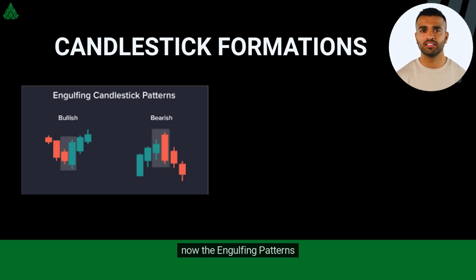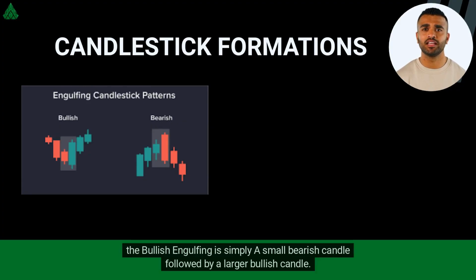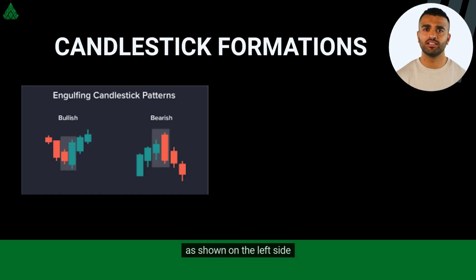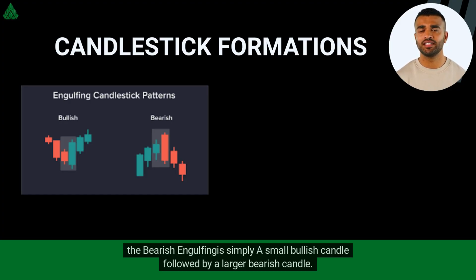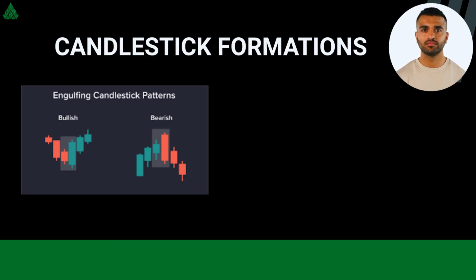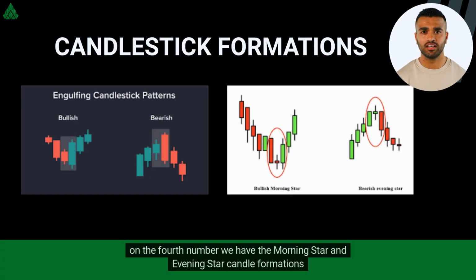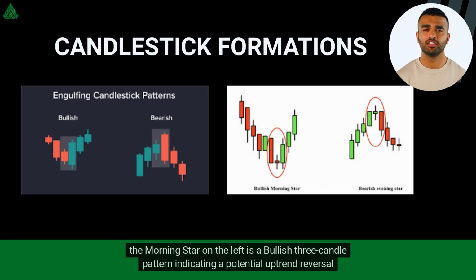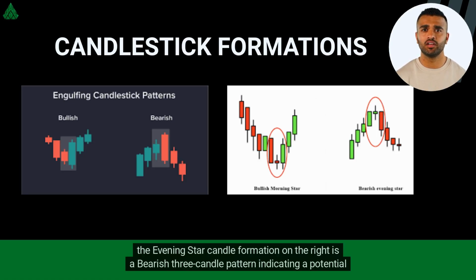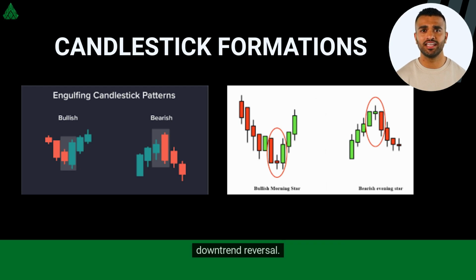Now the engulfing patterns. The bullish engulfing is simply a small bearish candle followed by a larger bullish candle, as shown on the left side. And the bearish engulfing is simply a small bullish candle followed by a larger bearish candle. On the fourth number, we have the morning star and evening star candle formations. The morning star on the left is a bullish 3-candle pattern indicating a potential uptrend reversal. The evening star candle formation on the right is a bearish 3-candle pattern indicating a potential downtrend reversal.